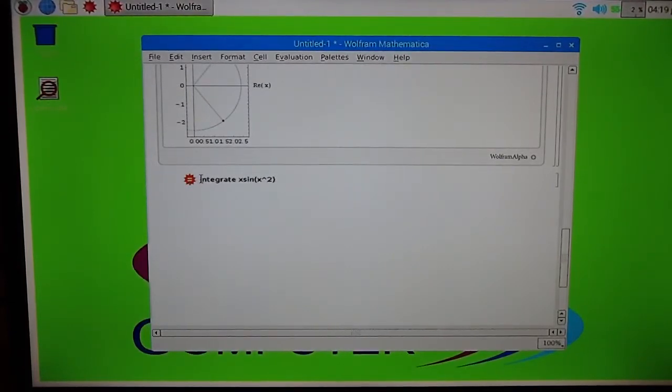Now let's do another problem. Let's do a calculus problem. This is something that will come up in Calculus 2 in Techniques of Integration. And I'm going to give it the command integrate x sine of x squared. And I'm going to hit return.